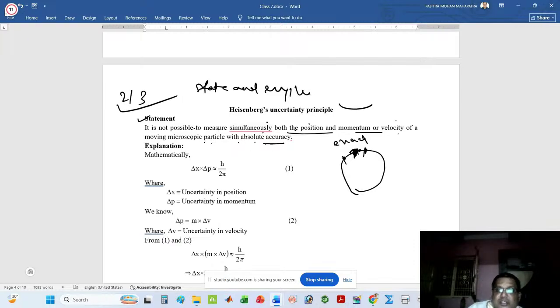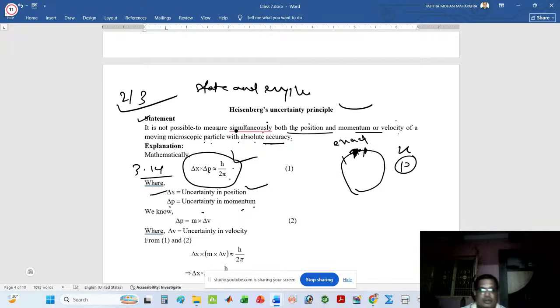Here, the position is said to be uncertainty. Here, the momentum is also uncertainty. So, to denote the uncertainty in position, here I can use del x. Del x means uncertainty in position. Del p means uncertainty in momentum. H is the Planck's constant. The value of pi is 3.14. So, mathematically, Heisenberg uncertainty principle says that del x into del p is nearly equal to h by 2 pi. This is the mathematical representation for Heisenberg uncertainty principle.